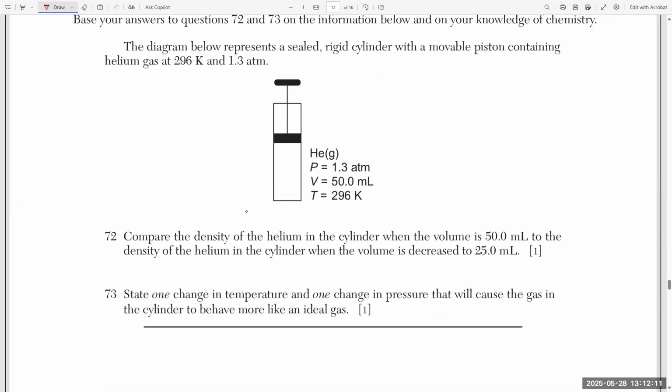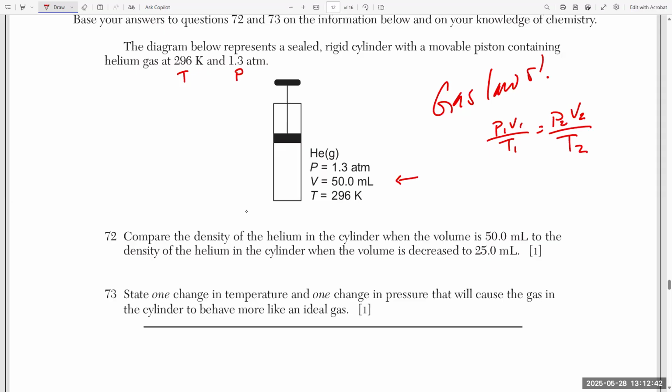All right, so this is what? Gas laws, right? Why? I see P, V, and a T. I already know that: P1 V1 over T1 equals P2 V2 over T2. That's already coming into my head. The diagram below represents a sealed rigid cylinder with a movable piston containing helium gas at 296 kelvins, that's a temperature, and 1.3 atm, that's pressure. Oh, they gave it to us right here, down here.